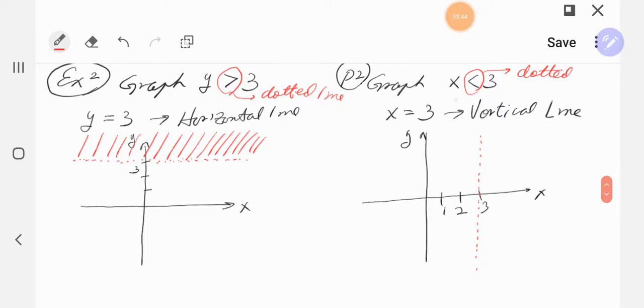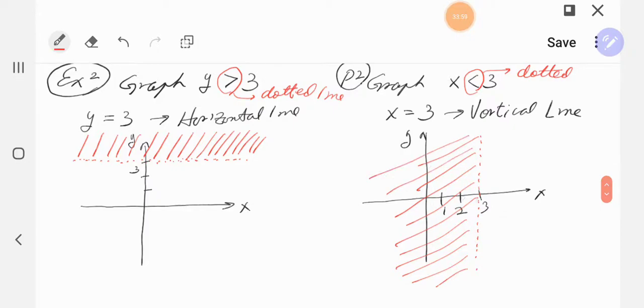Now x is less than 3 means left of 3, isn't it? So less than means left of this vertical line. Make sense? So 2 is less than 3, 1 is less than 3, 0 is less than 3. So all the points whose x value is less than 3 are on the left side of this vertical line. So that's the solution.